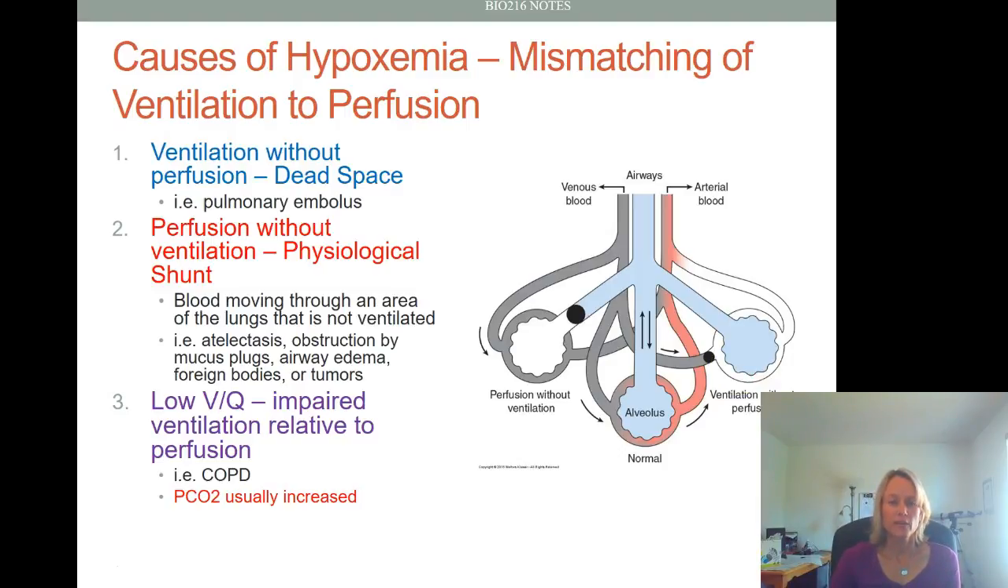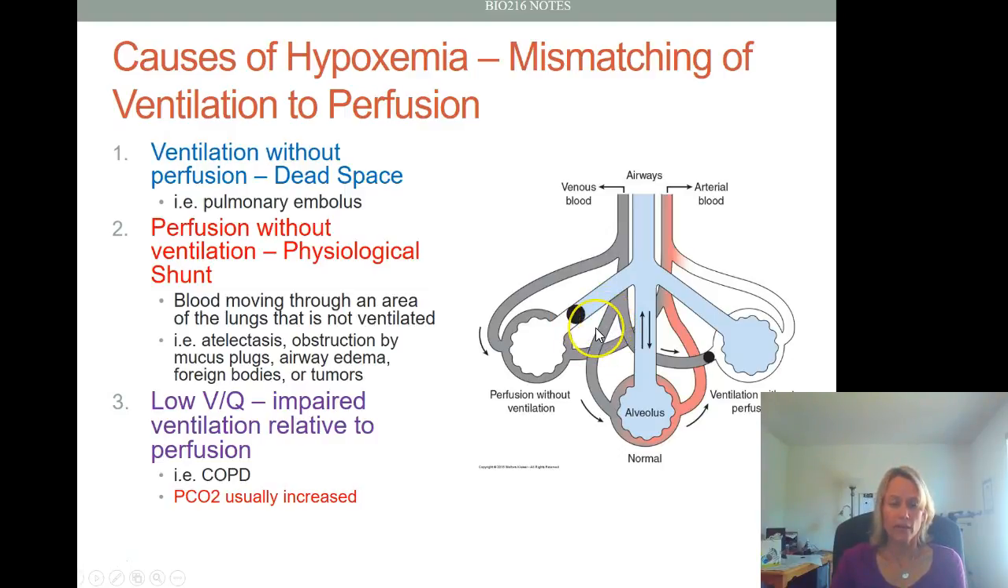We can also have what's called a shunt, a physiological shunt. And this is where we have perfusion, so we have blood flow, but without ventilation. So we see here, say, a mucus plug or something is blocking the airflow to the alveoli. So the air can't reach the gas exchange surface. This occurs with atelectasis, which is collapse of the alveoli, obstruction of mucus plugs, which will also eventually lead to atelectasis downstream, edema, airway edema, foreign bodies, or tumors.